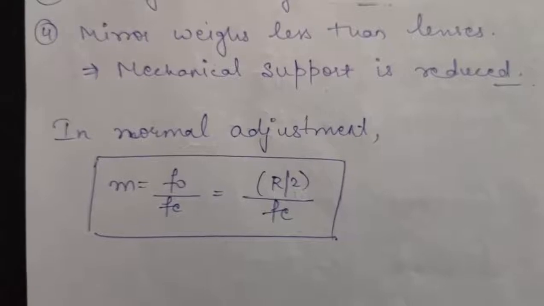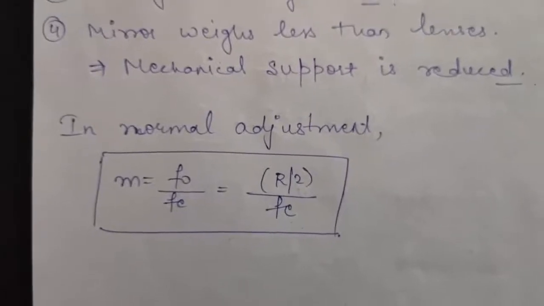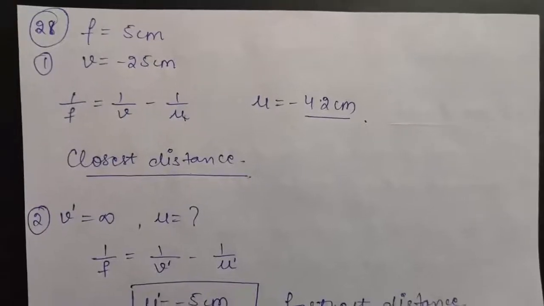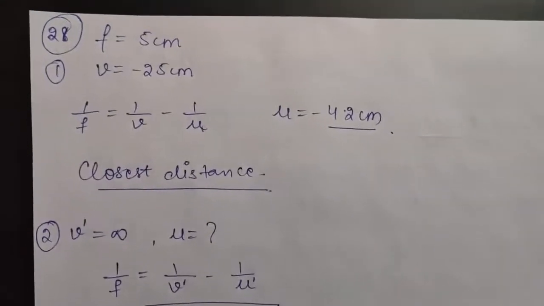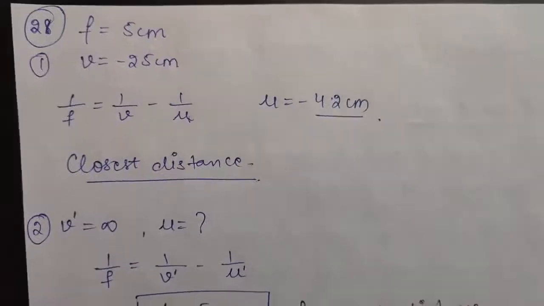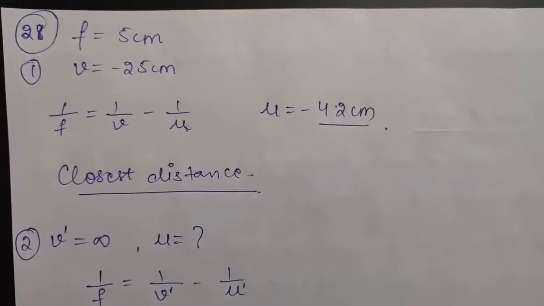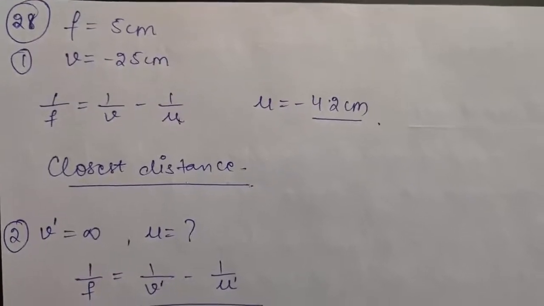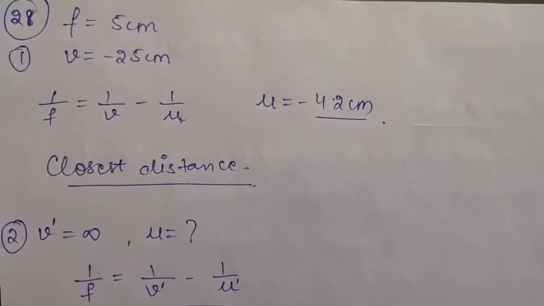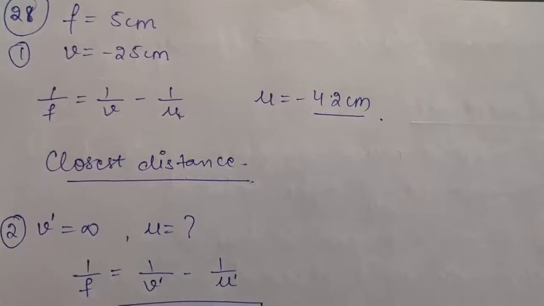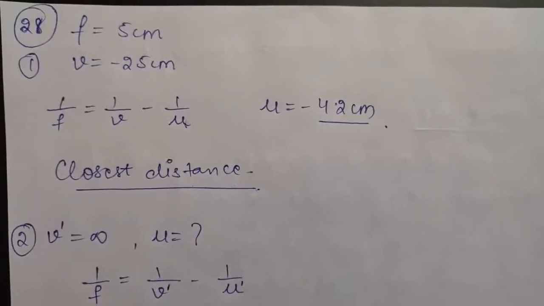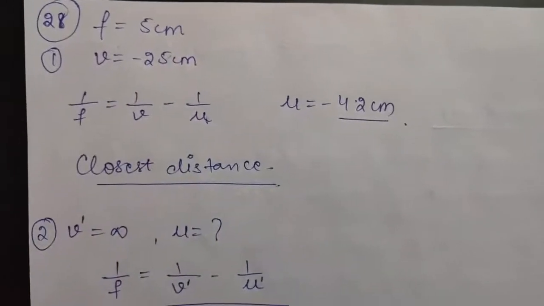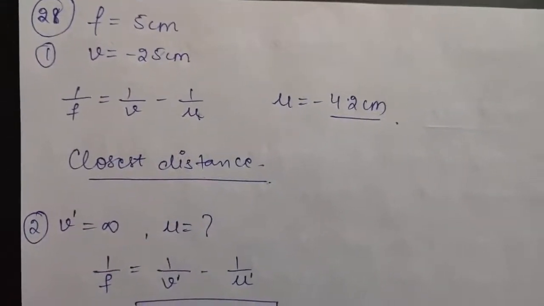So this was all about telescopes, compound microscopes and simple microscopes. Okay students, now I'll be discussing the homework solution of the last lecture. The first is question number 28. It says a man with a normal near point of 25 centimeter reads a book with small print using a magnifying glass of focal length 5 centimeter. So the focal length is given to be 5 centimeter and the man has a normal near point, that is 25 centimeters.